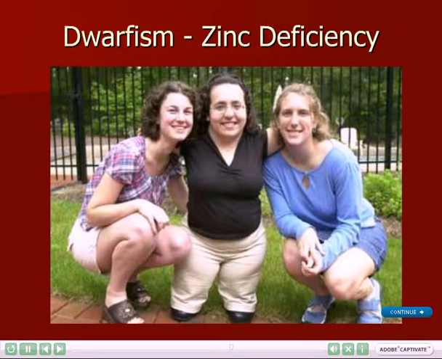Dwarfism is a condition in which the limbs do not grow in proportion to the head and body. It can be caused by a deficiency of the mineral zinc.